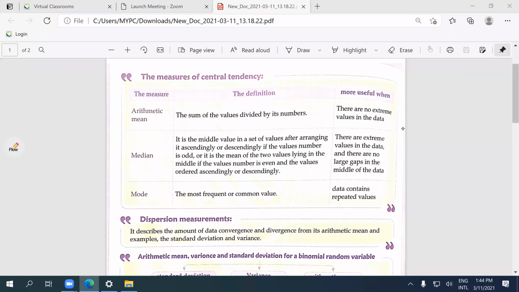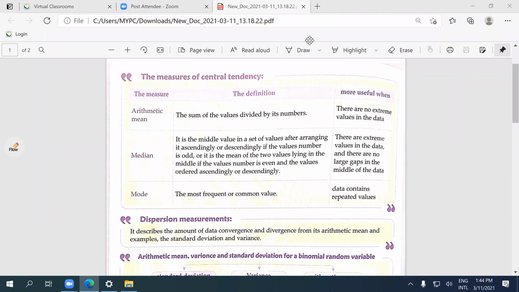We will start the session together. This session, inshallah, we will complete talking about statistics. We talked before about the counting techniques or counting methods and the probability, and today, inshallah, we will complete.